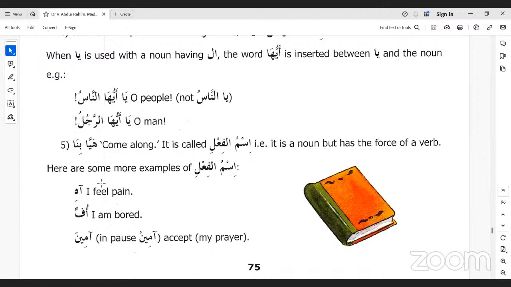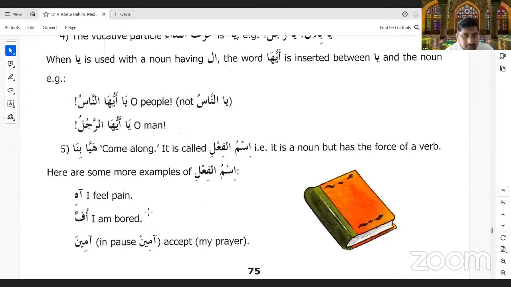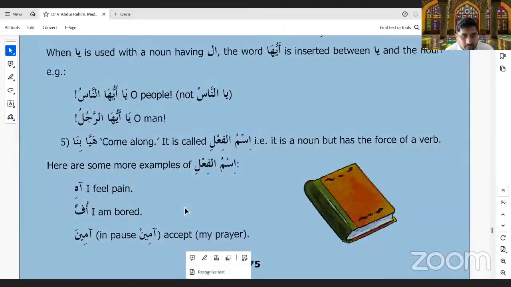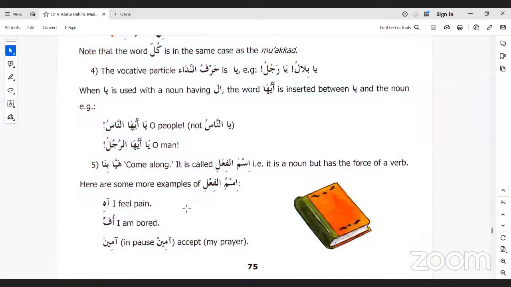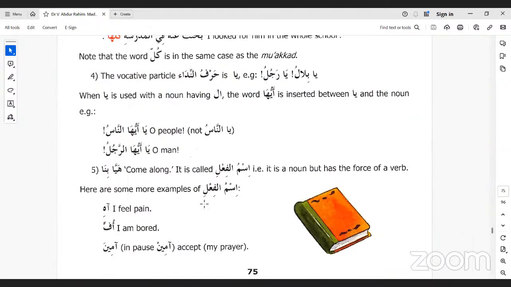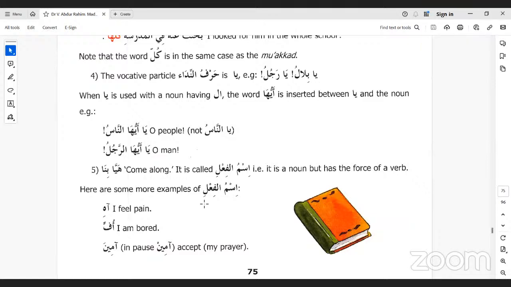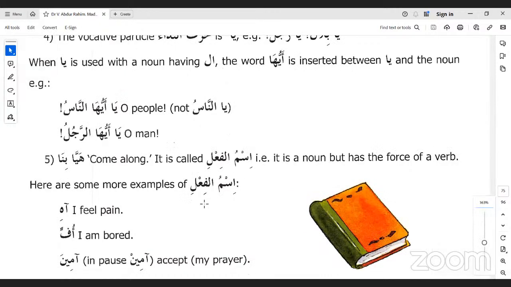Here are some more examples of ismul fi'l. Awwah is in the meaning of I feel pain. Uffin, frustration.